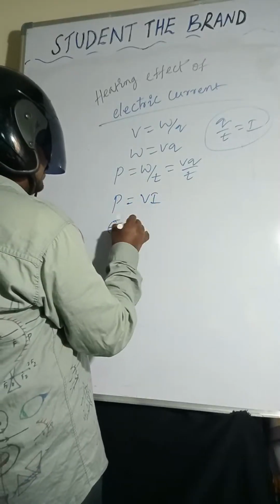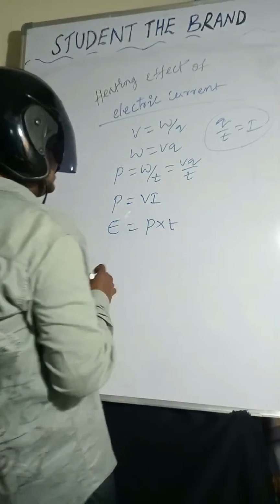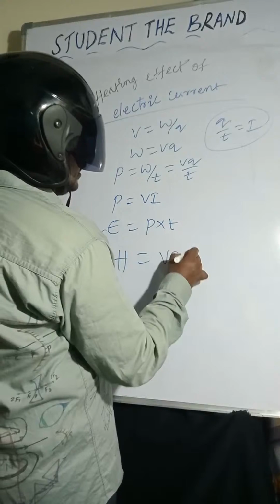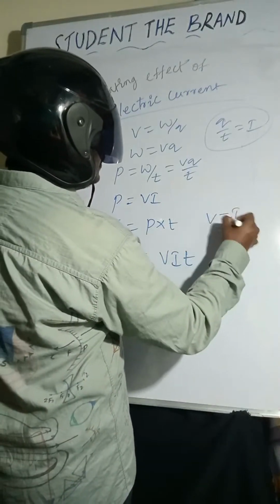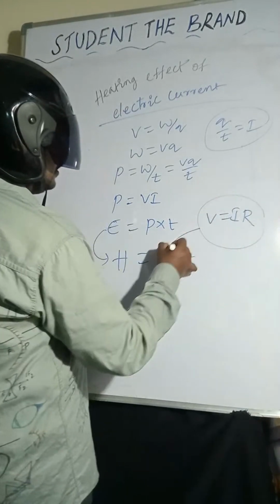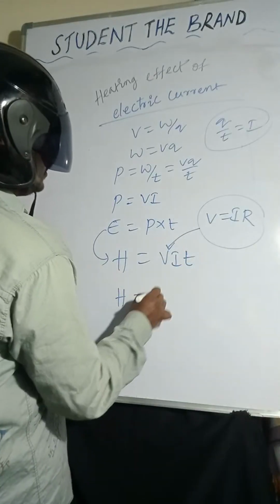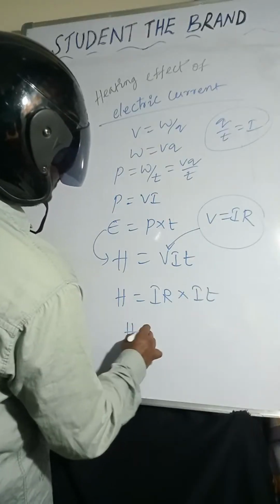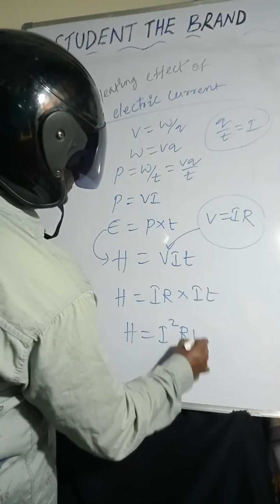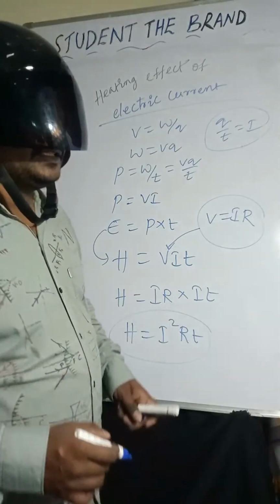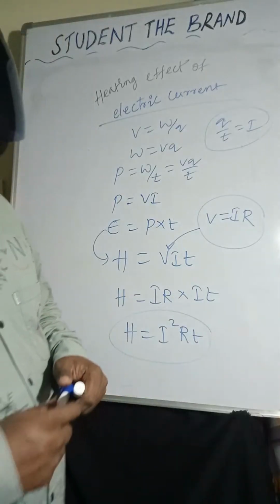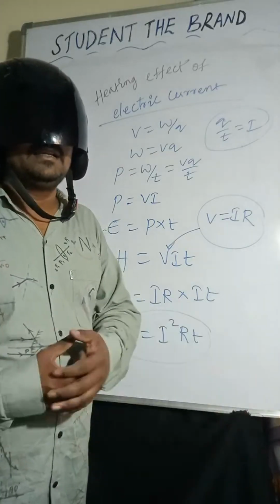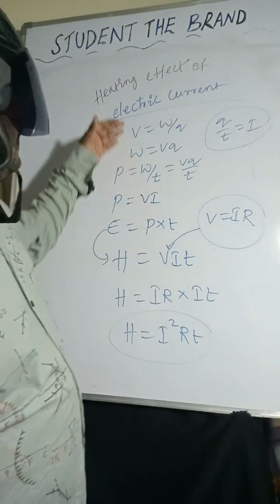So the energy given to the conductor in a certain time is given out as heat. So H equals VI into T. V equals IR, so H equals IR into I into T. So H equals I squared RT. I hope it is very clear. Is it clear?